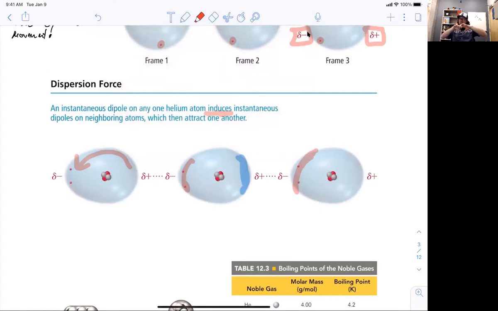So that partial positive on this side of the helium is attracting some electrons, creating a partial negative on a neighbor. So we see that again, these kind of spread out throughout the solution. Again, they're instantaneous or temporary. They're pretty far apart. And another key thing to know about dispersion forces is that they are the weakest intermolecular force.